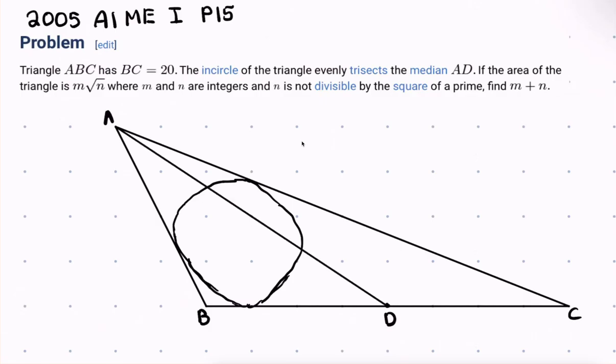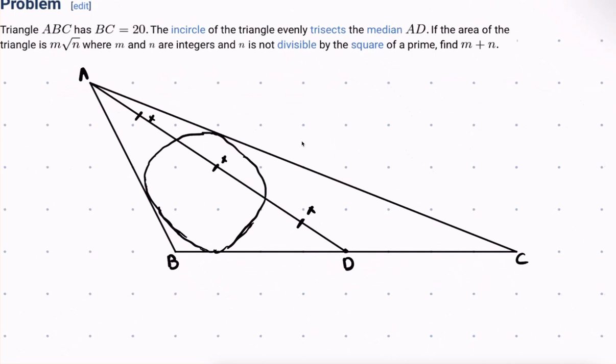Okay, since the median is trisected by the incircle, and all of these are equal, let's let each of them be equal to x. So what we can do now is let this point be called E, this point be called F, and let's let this point be called T. Well, the first thing we can notice is that AE and AF are equal, right? They're not equal to x though. They're equal because of equal tangents to the circle.